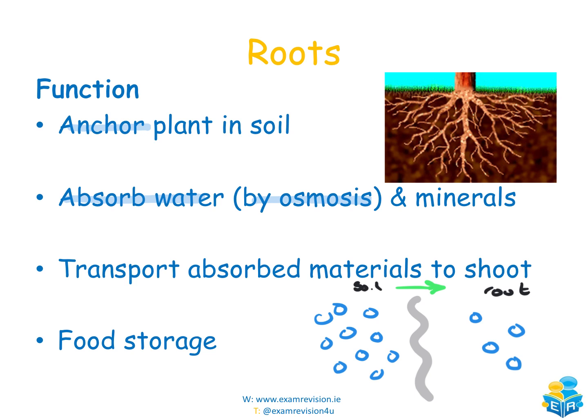And this is what happens if we were to water a plant. There will be a huge amount of water concentrated on the outside of the root, so it's going to move by osmosis into the root. Now, minerals will also move across into the root as well. It's not just water, minerals as well. These absorbed minerals will be transported by the root to the shoot, and roots can also be used for food storage as well, which we will get to in a little while.